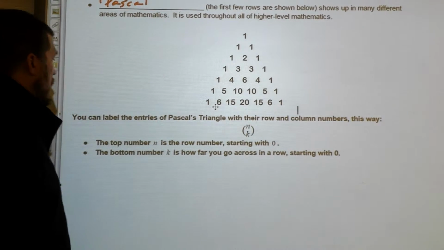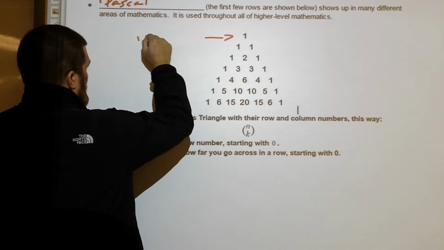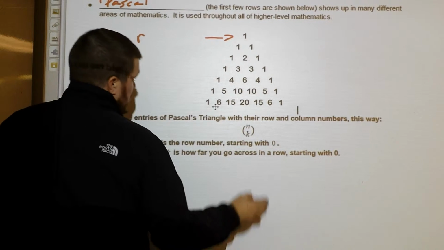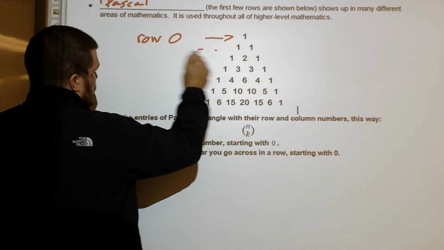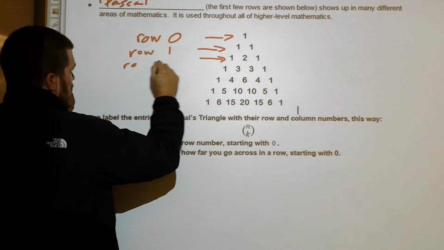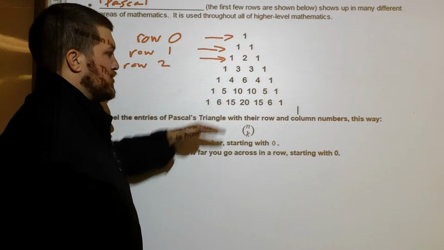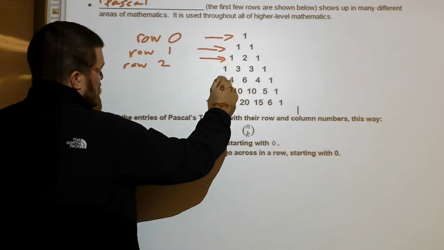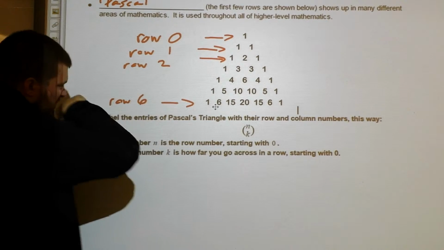So anyways, we always start with the 0 row. So this is row 0. Might help if I could spell row 0. The next one would be row 1. Next one would be row 2, etc. So it always starts with the 0 row and works its way down. So for instance, this would be 0, 1, 2, 3, 4, 5, 6. So here we have row 6. That's going to come into play in just a second.